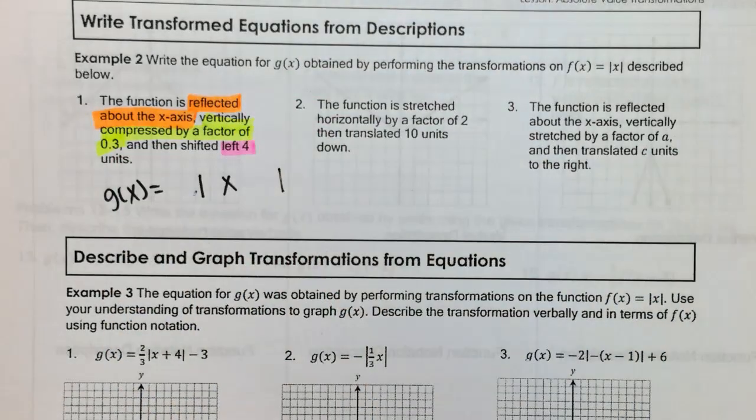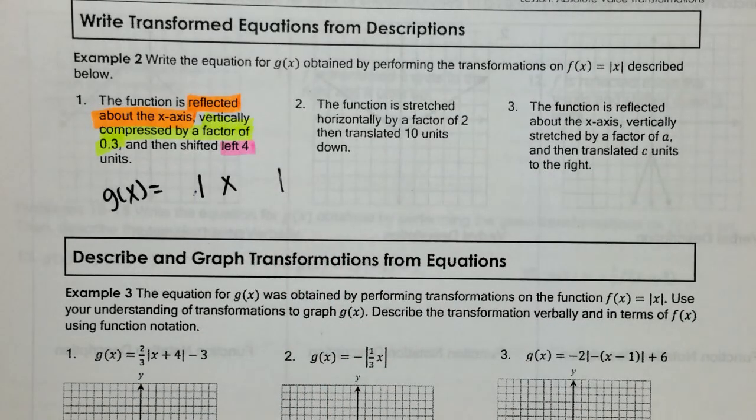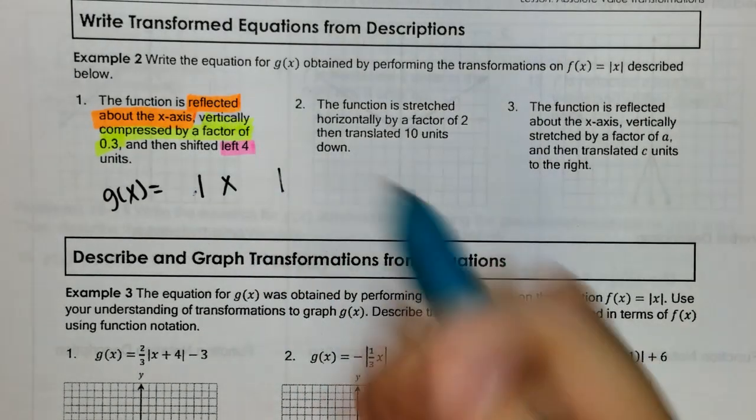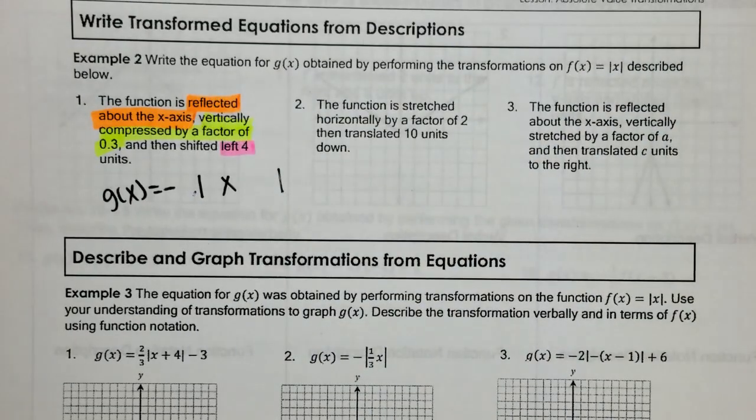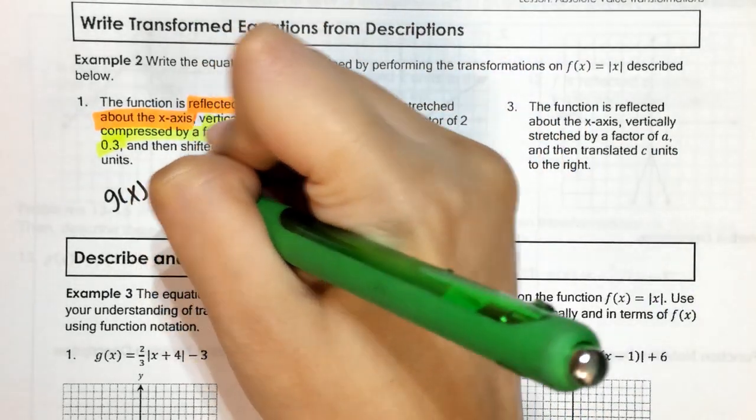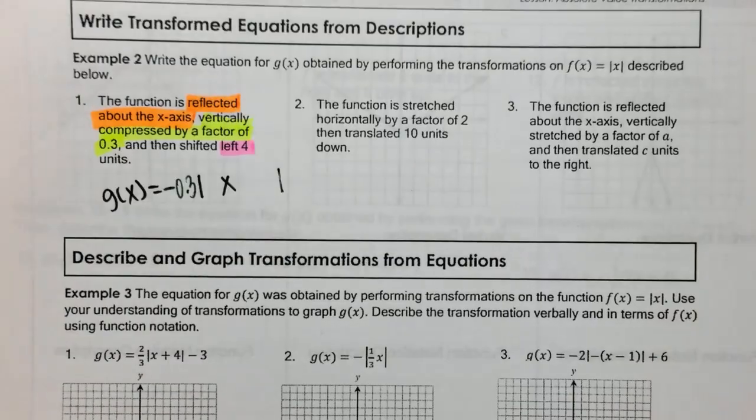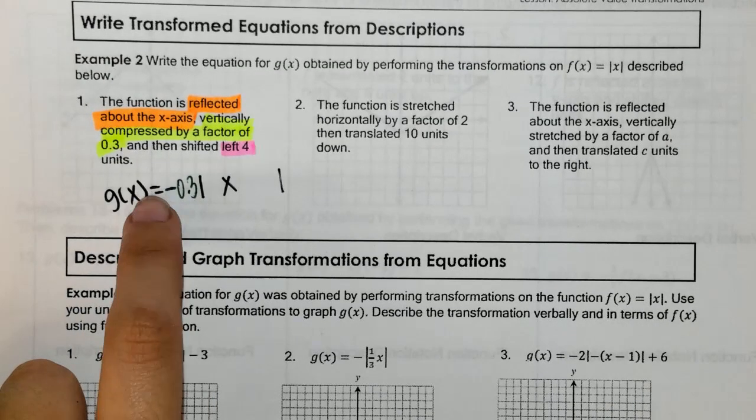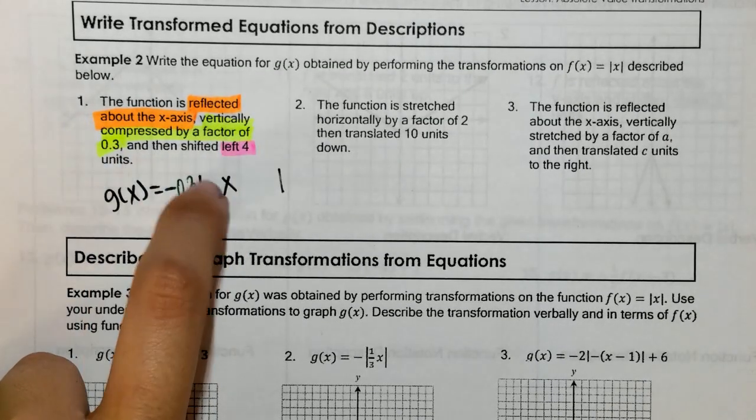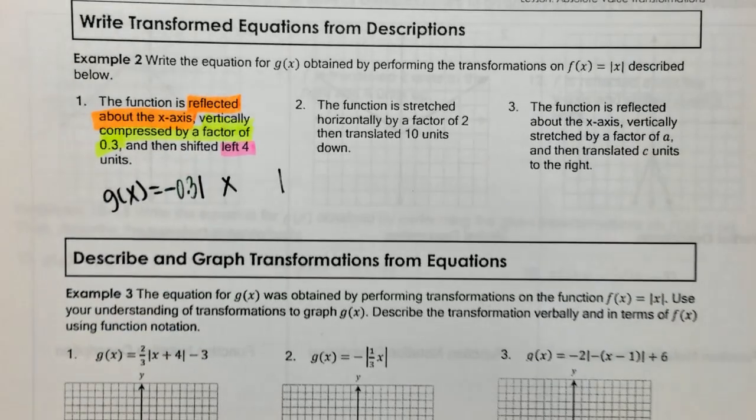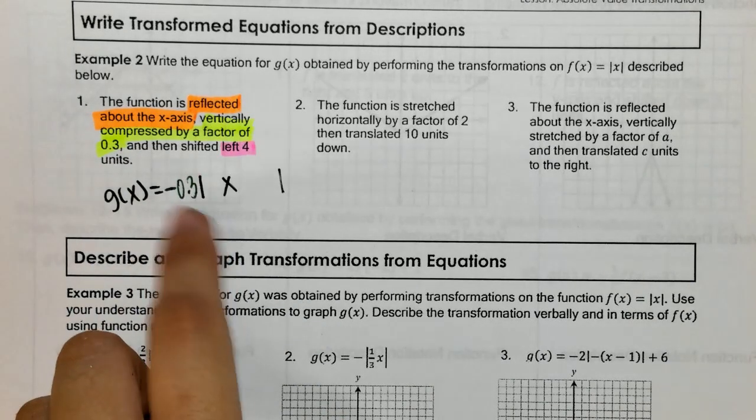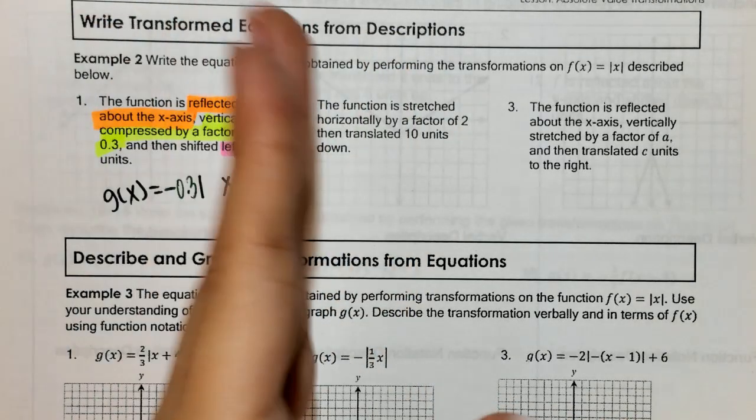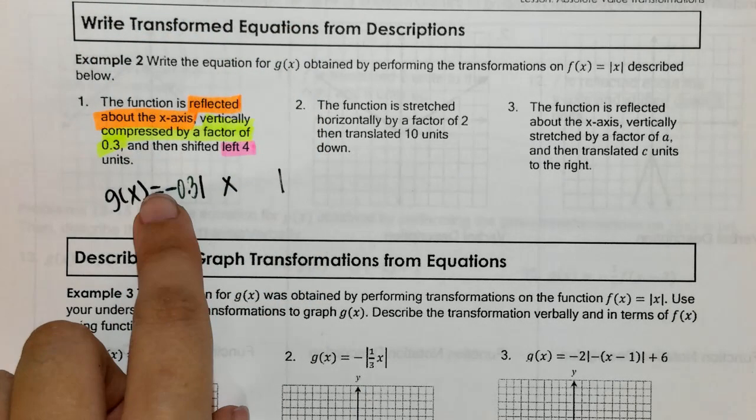So 3 things are going on here. So there needs to be three things that I have written here. So first and foremost, I'm reflected about the x-axis, so I need a negative. And to be careful, compressed, its own number. So a reflection and a compression are two different things that are happening. The negative tells me I'm reflecting, and the 0.3 tells me I have a compression. And remember, if it's vertical, it means it's outside the absolute value bars. And if it's not adding or subtracting, it should go in front of the x. Same thing with the reflections.